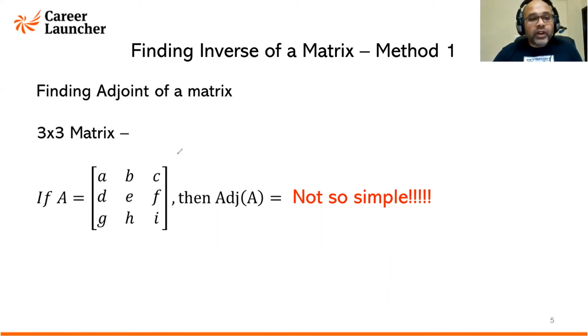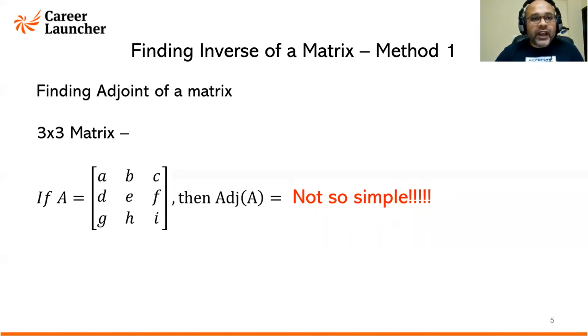Now, what is the adjoint of a matrix when you are dealing with 3 by 3? For a 3 by 3 matrix or for higher order matrices also, the process I'm talking about is constant. Whether it's a 3 by 3 or a 4 by 4 or a 5 by 5, it is the same process. But you will realize that as the dimension becomes higher, the calculations become much more complicated. So I will show you an example for a 3 by 3 matrix.